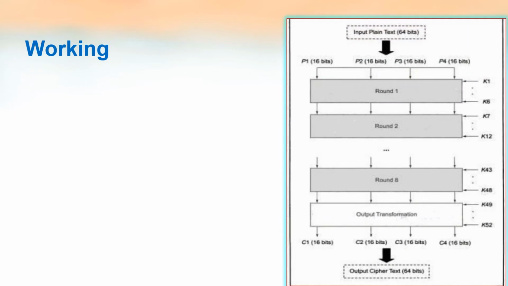Working. This is a general block diagram of the IDEA algorithm. We can see here that the input to the algorithm is plain text, with a block size of 64 bits. It is divided into 4 portions, P1, P2, P3, P4, each of 16-bit length. And the output ciphertext is 64 bits. After the output transformation round, we get C1, C2, C3 and C4, which are combined and written over here.